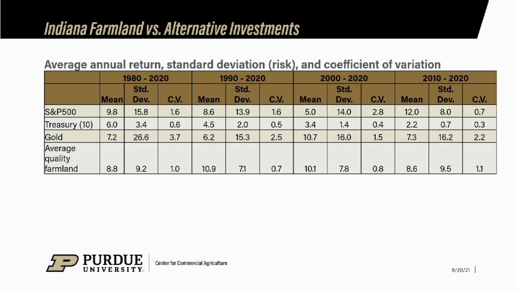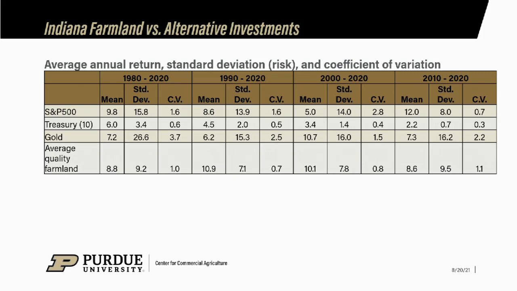The standard deviation, which is how that average moves around, the dispersion in outcomes. And then our coefficient of variation, which is basically how much of that risk you are being compensated for by having a higher return. And so that traces it out over time.